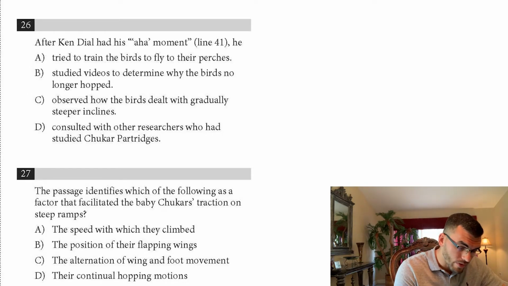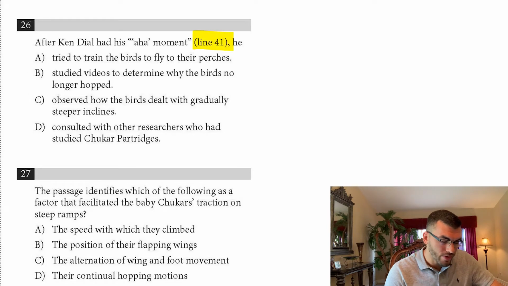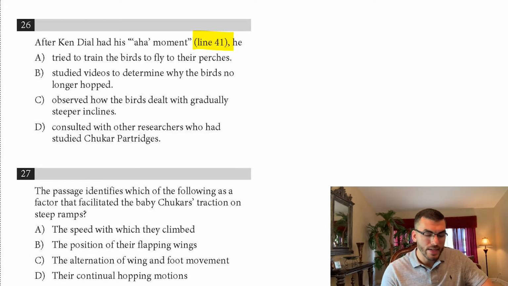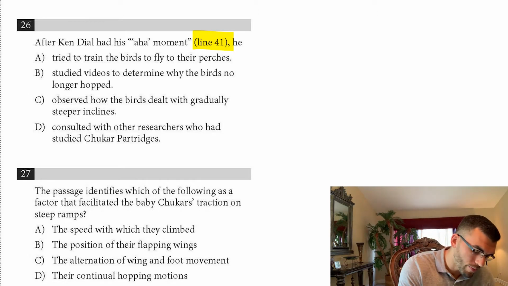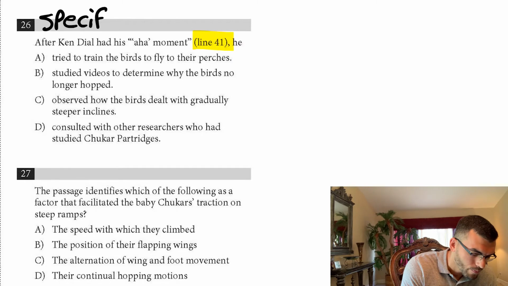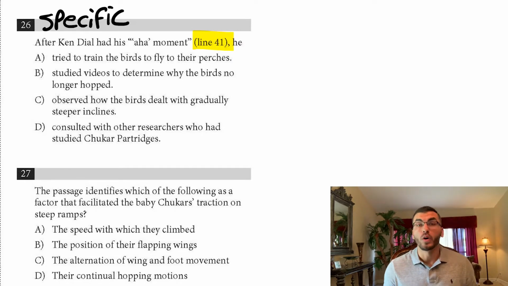So it is a specific question because we have a line reference. After Ken Dial had his aha moment, do we need to understand the entire passage to know what it says on line 41? No. This is a specific question. The answer is going to be found in one specific part of the passage. So we can label it specific. What's the next strategy that we do, guys? We've identified a specific. What's the next thing that we do?